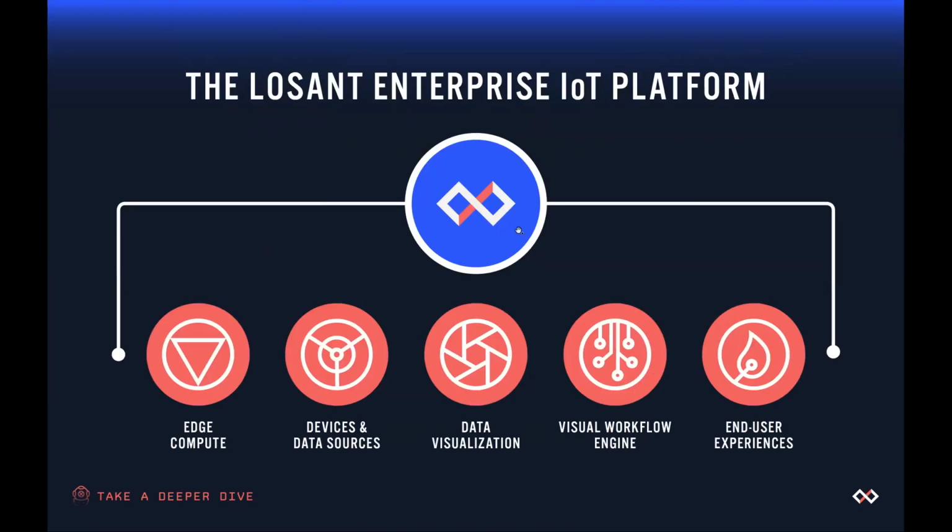Before we dive in, just a quick reminder of what Losant is. We are an application enablement platform. Really what that means is we provide the tools and the foundation on which our customers build, develop, publish, and take to market their new connected or IoT product. We divide our functionality into 5 major components: edge compute, device data sources, data visualization. That's where we're going to be spending time today. We brought our stat notebooks functionality into the data visualization component. We've got our visual workflow engine, and finally the end user experiences that publish everything out into the world.